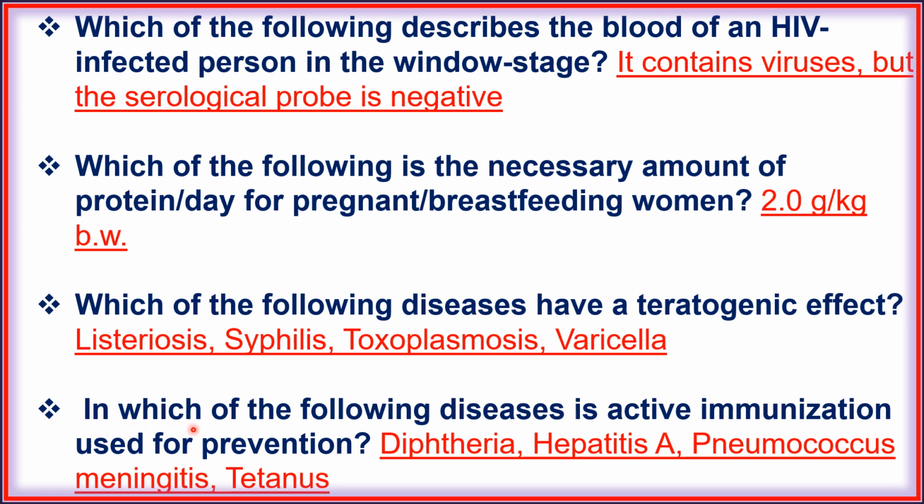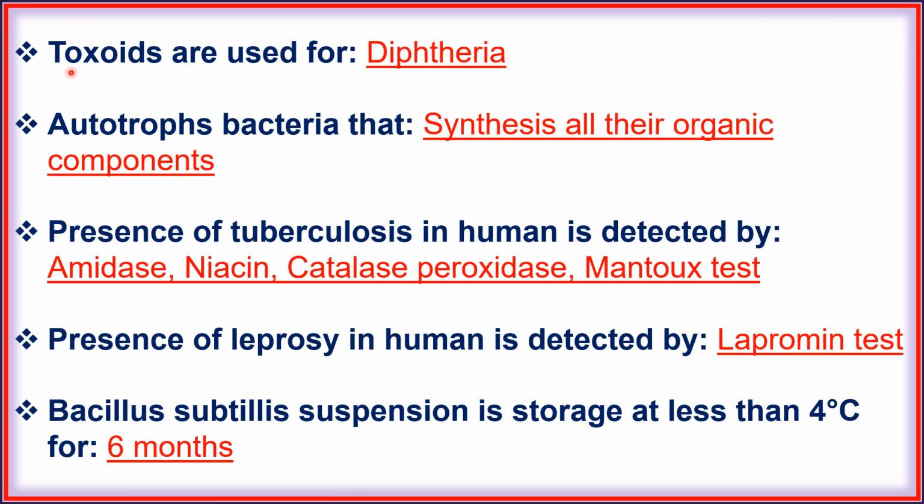Next, in which of the following disease is active immunization used for prevention? Diphtheria, hepatitis A, pneumococcus meningitis and tetanus. Next, toxoids are used for diphtheria. Next, autotrophs are bacteria that synthesize all their organic components.